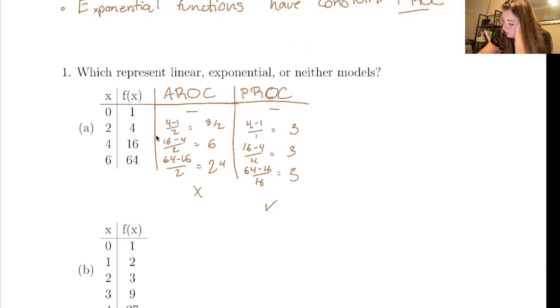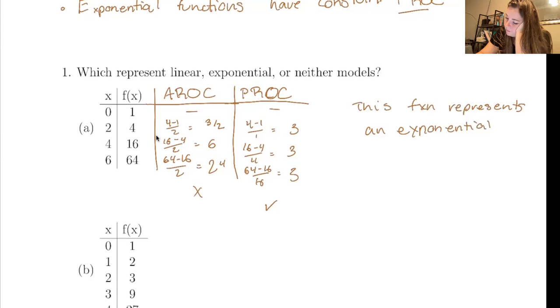So this model's right, this function, here we go. This function represents an exponential model. And then if you wanted to, you could say such that R equals 3, or percent rate of change equals 3.